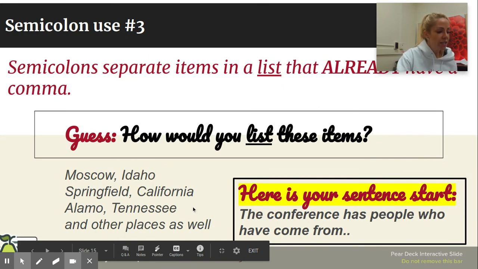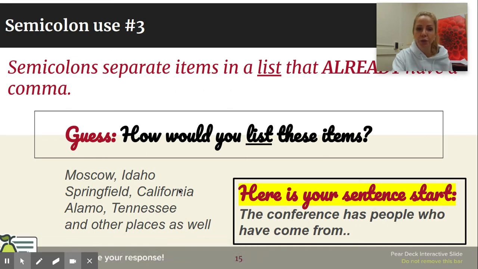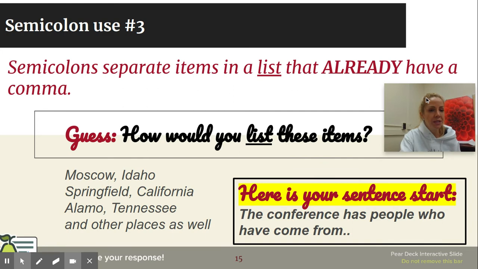Now let's take a look at semicolon use number 3. This one's a little different than the other two, okay? So the rule is, type this out: semicolons are used to separate items in a list, okay? So when we're listing items, if those things that I'm listing already have a comma.